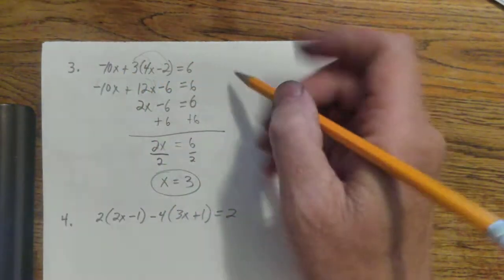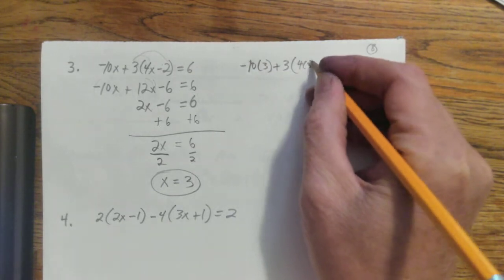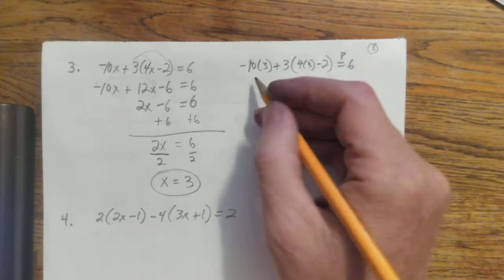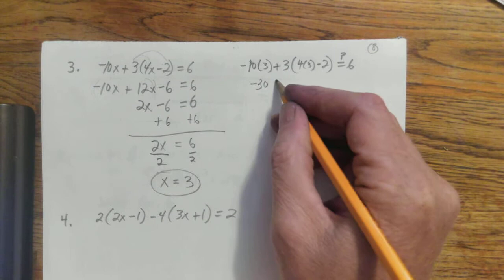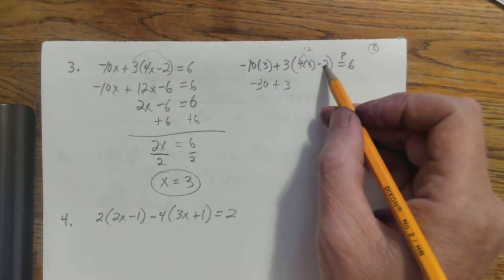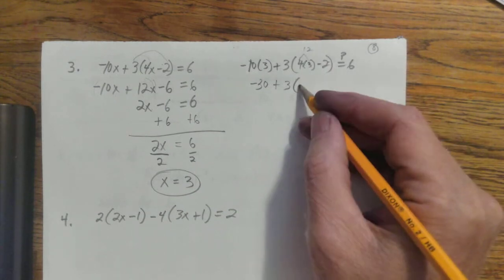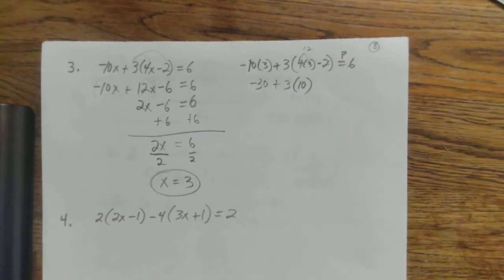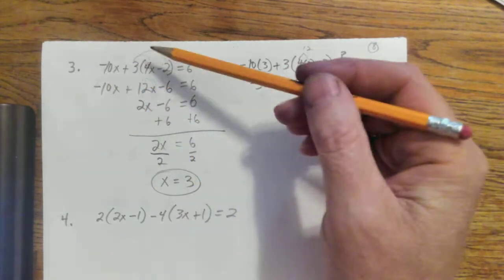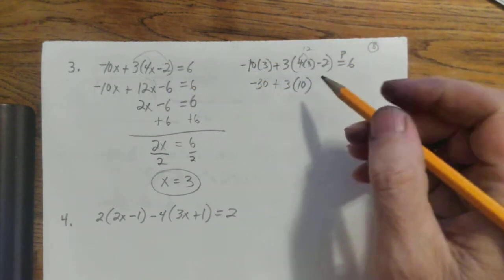If I were to just check that real quick, I got negative 10 times 3 plus 3 times 4 times 3 minus 2, and I'm wondering if that is 6. So negative 30, that's negative 10 times 3, plus 3 times, and then 4 times 3 is 12. And 12 minus 2 is 10. Alright. Now, let's just make sure I've done everything right here. X is 3. 4 times 3 is 12. Minus 2 is 10.